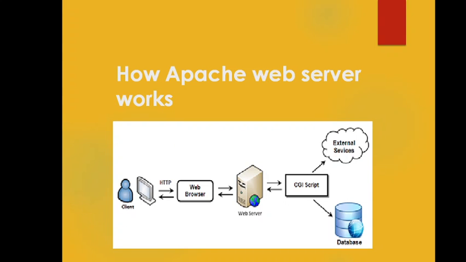How the Apache web server works. Usually you have a client that sends a request through a web browser via the HTTP protocol. This request goes to our web server where our script lives. This script may require information from an external service or API, or maybe a database. Once this request is fulfilled, the response is then sent back to the server and through the web browser for the client.